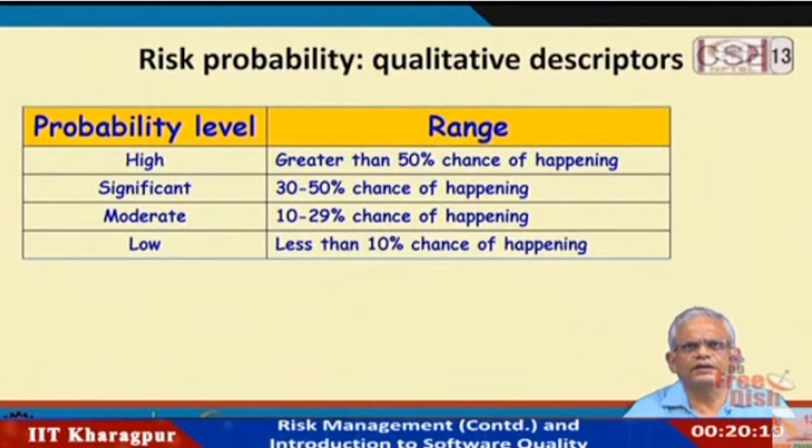It is hard to give a quantitative value to the risks. Often we can tell qualitatively whether the chances are very high, significant, moderate or low. And based on this qualitative probability of a risk, we can give quantitative values. When we say that the risk is high, it is something greater than 50%. We give a value greater than 50% based on the qualitative estimation of the risk probability. Significant is something like 30 to 50%, moderate is 10 to 30% and low is less than 10%.